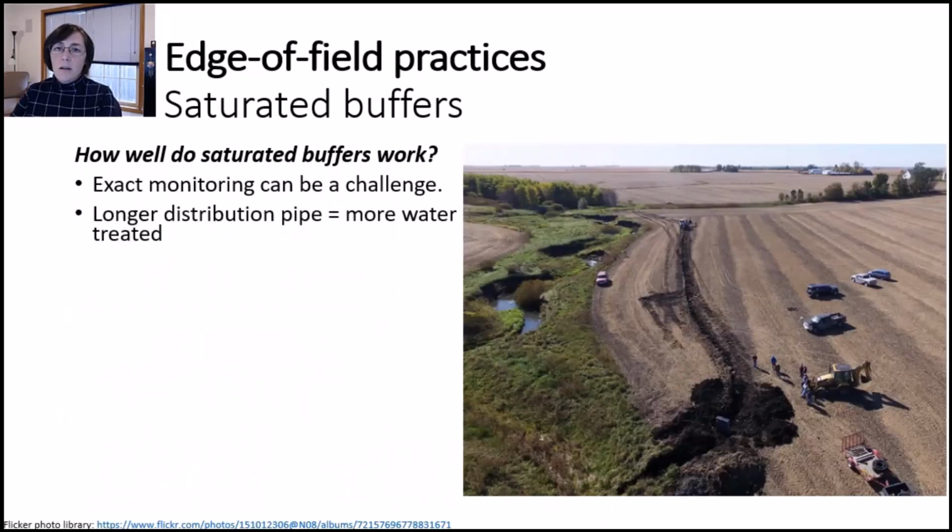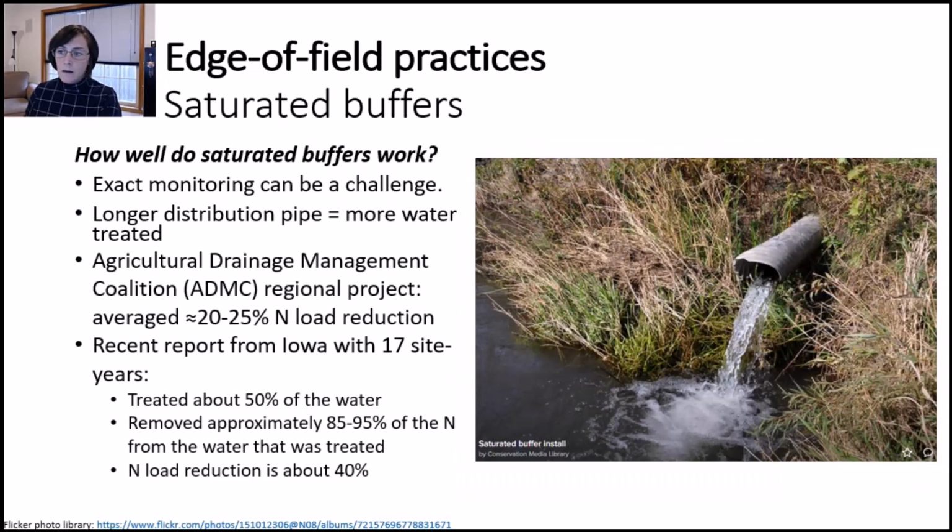The longer the saturated buffer distribution tile or distribution pipe, the more water you can infiltrate into the buffer, which increases nitrogen removal. So in theory, if you had a long enough buffer, you could completely eliminate any bypass. But in reality, the length of the buffer is limited by site conditions and by the infiltration capacity of the soil, or how quickly the soil can accept that water.